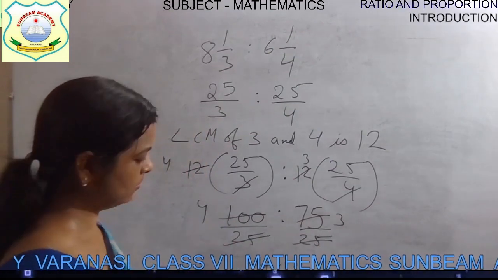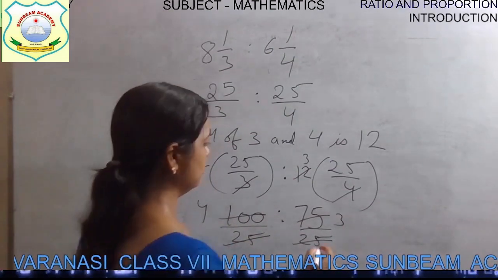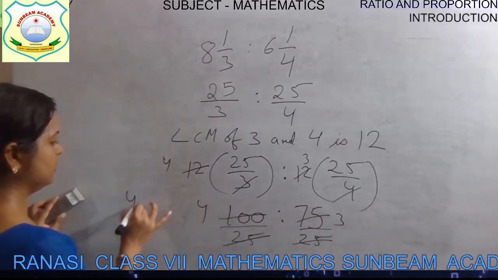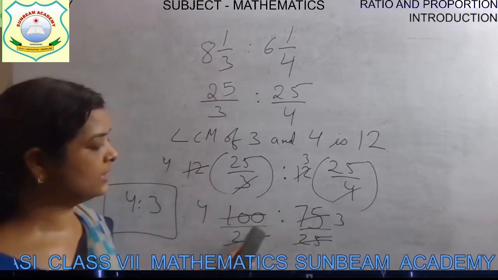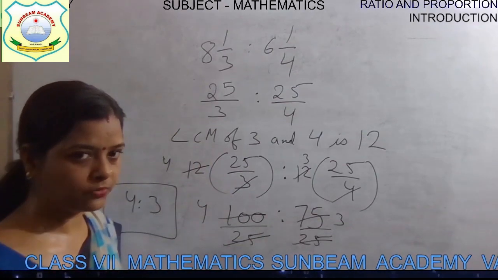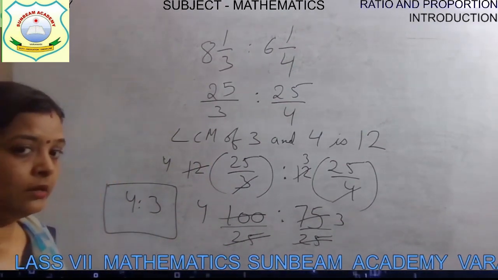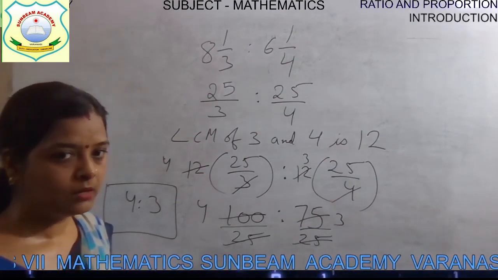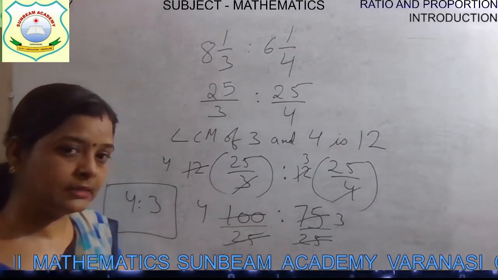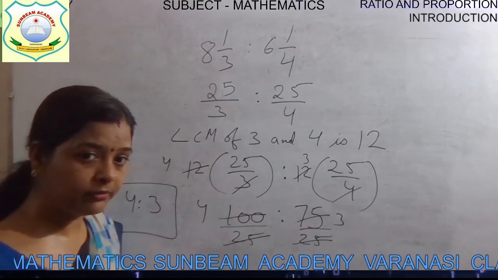It's not looking on the board, so I am writing here. The answer is 4:3. This is now in simplest form. 100:75 is not in simplest form. So we have to convert till we get the simplest answer. Clear?